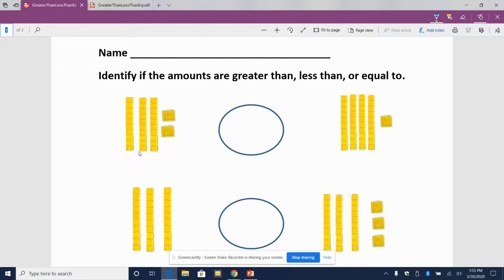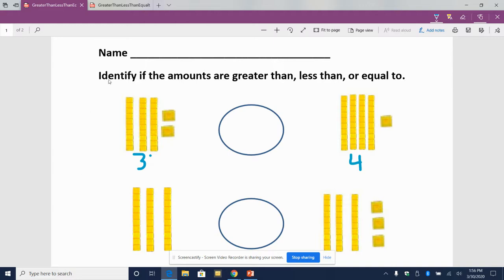I have 1 10, 2 10s, 3 10s. And let's see how many 10s we have over here. 1 10, 2 10s, 3 10s, 4 10s. So we have 3 10s and 4 10s. Right away, I already know which one's greater. But today I'm going to teach you something a little bit different and a little bit unique. So we have 3 10s is less than 4 10s, right?